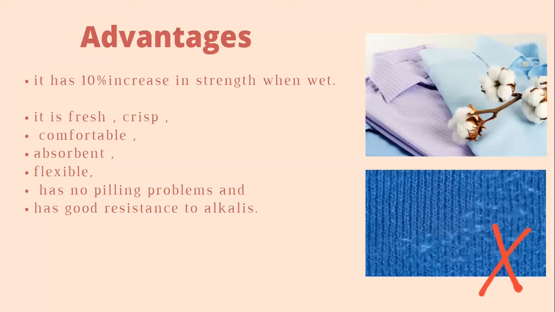Okay. And it also has a good resistance to alkalis. Now we know that detergent, soap, etc. are basically alkaline in nature. Cotton has a good resistance to alkalis, so that is why it can be washed. There is no issue. You can wash it with detergent. There is no problem in cotton.